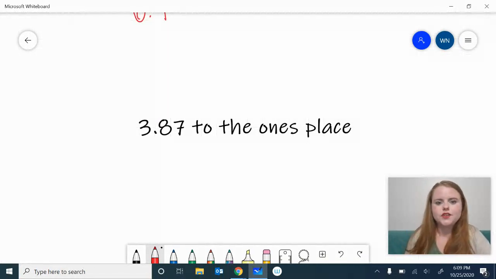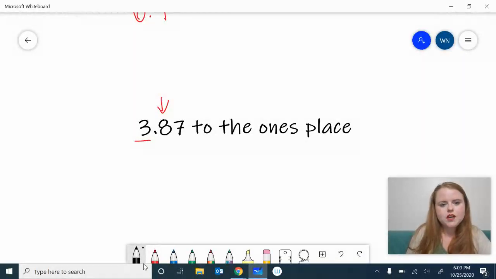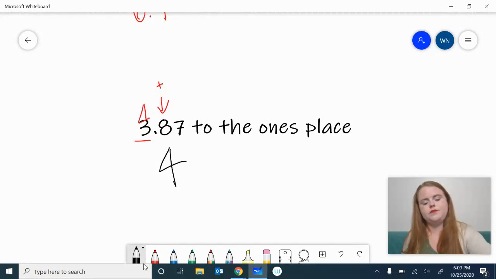3 and 87 hundredths to the ones place. So we're going to underline our 3 in our ones place and draw our arrow over the 8. We know that 5 or more, raise the score. So we're going to raise the score. That 3 is going to become a 4. There's nothing to the left, so it's going to stay as a 4.